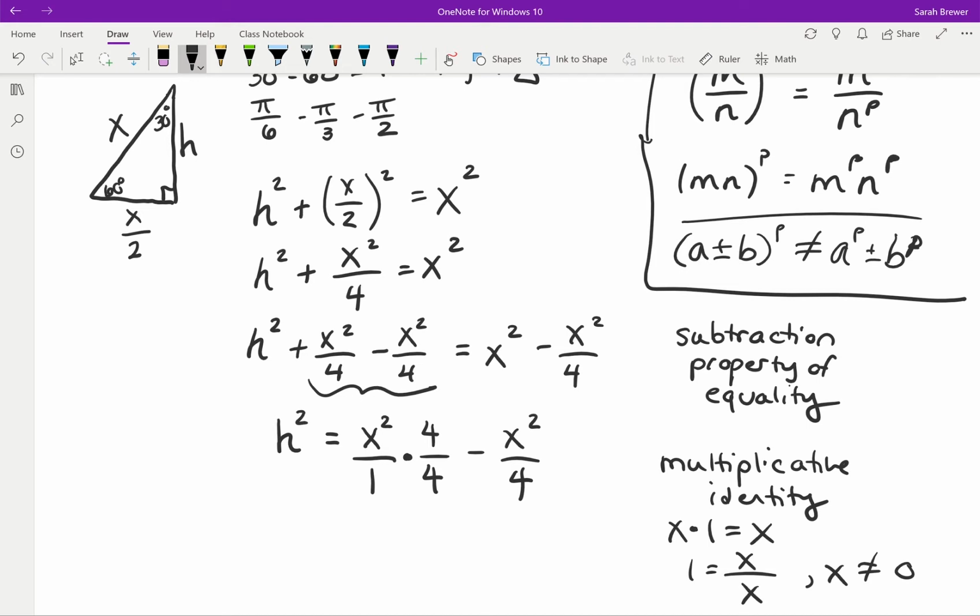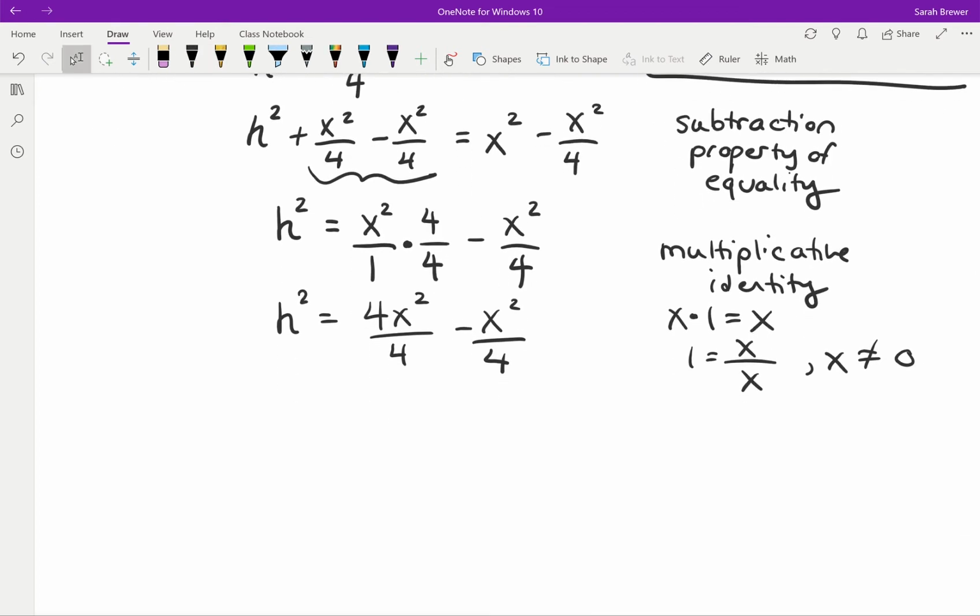Okay, so now I have h squared equals, and to multiply fractions, we multiply across, and I'm going to write that as 4x squared over 4 minus x squared over 4. Now I can subtract, and so to subtract fractions, I just subtract my numerators, so a over c minus b over c equals (a minus b) over c.